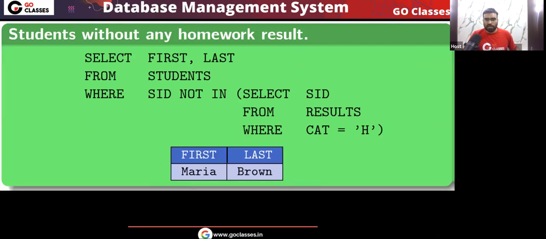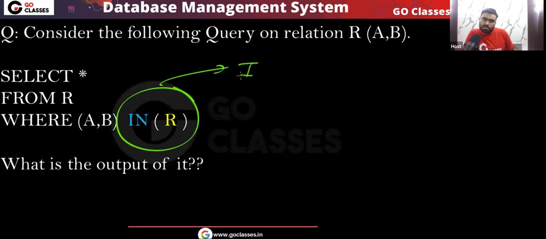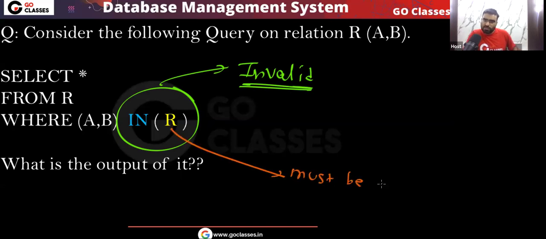Okay, now let's move on. Now let's see this. Consider the following query on relation R(A, B). Is this a valid query? You can easily see this is invalid, correct? This is invalid because this must be a subquery.